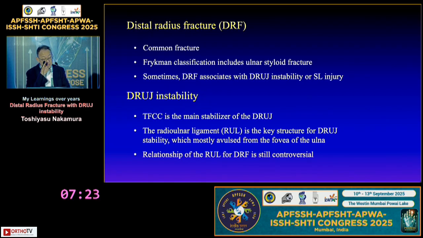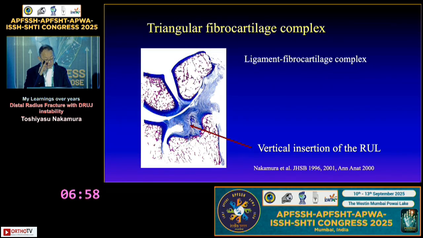DRUJ instability is common with TFCC injury because the TFCC is a major stabilizer of the DRUJ. Especially the radioulnar ligament is a key structure for DRUJ stability, which mostly originates from the fovea of the ulna. The relationship of the radioulnar ligament to distal radius fracture is still controversial.